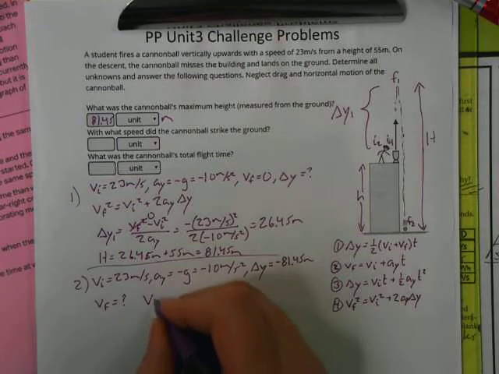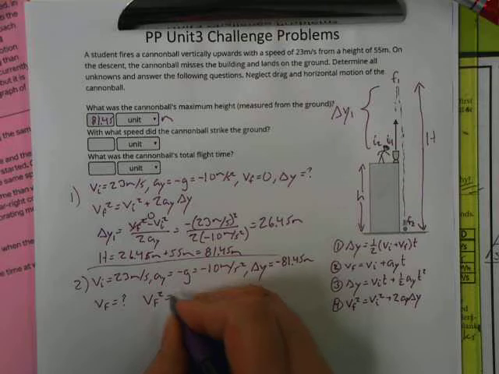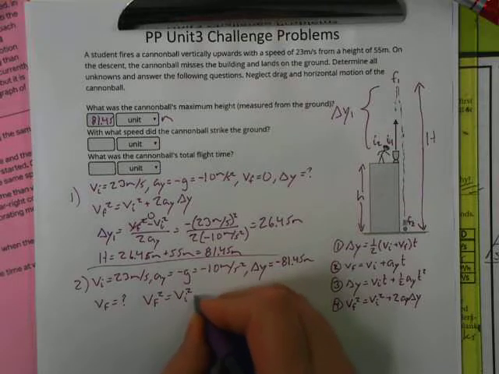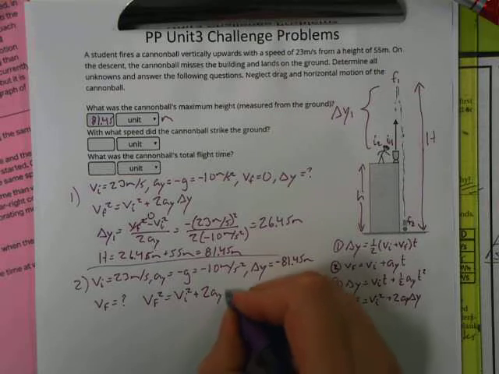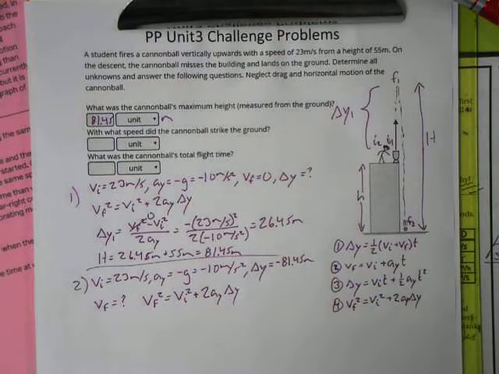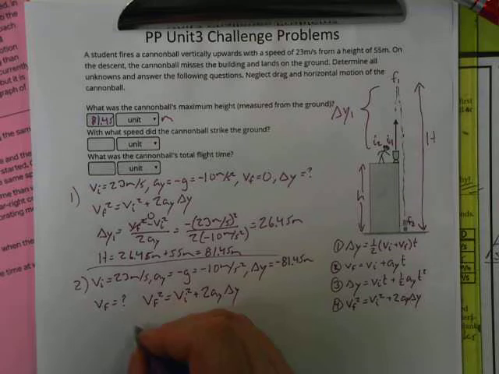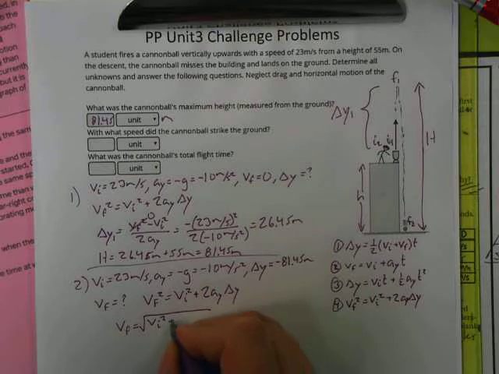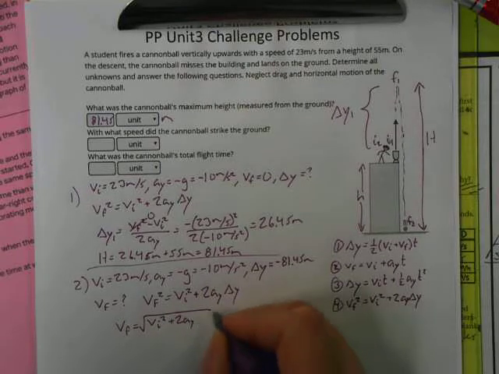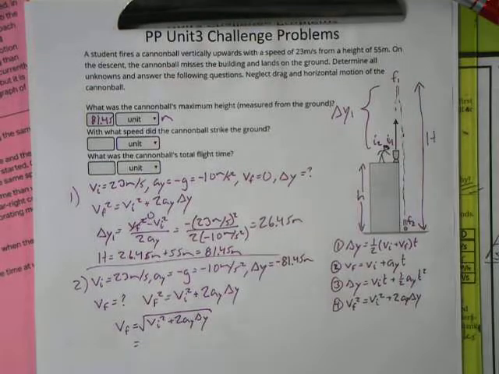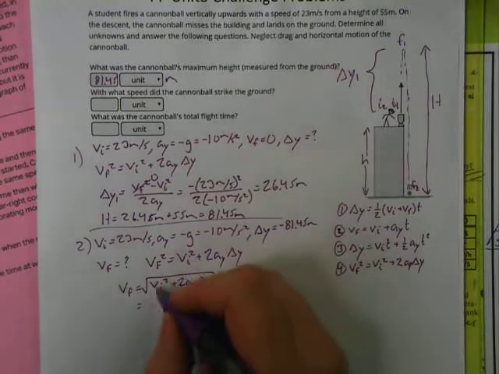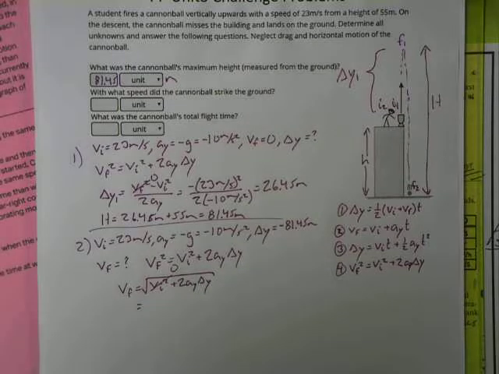So V final squared is equal to V initial squared plus 2 times my acceleration in the y direction multiplied by my displacement in the y direction. So my final velocity is equal to the square root of V initial squared plus 2 acceleration in the y direction, displacement in the y direction. And the initial velocity was 0. So I'm going to ignore that.